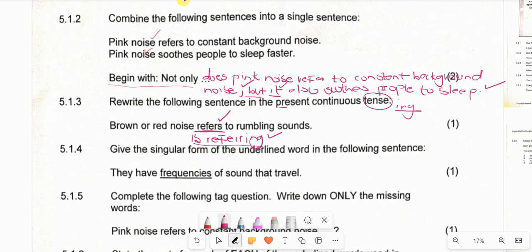Then give the singular form of the underlined word in the following sentence. Again, when you get questions of this nature, please ensure that your spelling is intact, because this is question 5 where we are dealing with the use of language. After writing a response, I will always advise that you revisit your response quickly and verify that it is indeed correct. So if you want to say frequencies in a singular form, it becomes what? Frequency. Let us move on.